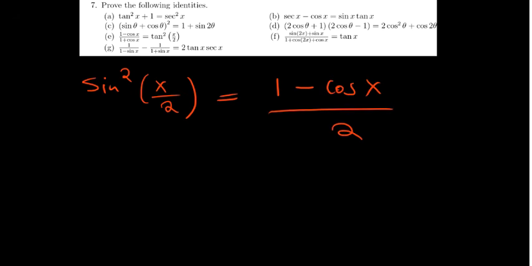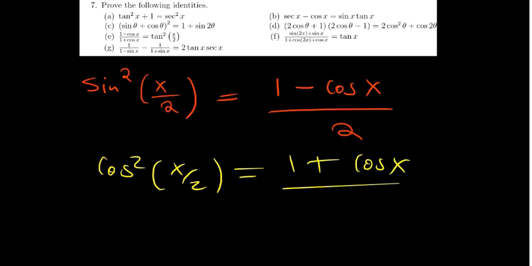So in summary, the half angle identity tells us that sine squared of x over 2 is equal to 1 minus cosine of the full angle x, over 2. For cosine squared, it is a positive 1 plus cosine of x over 2. These are the half angle identities.